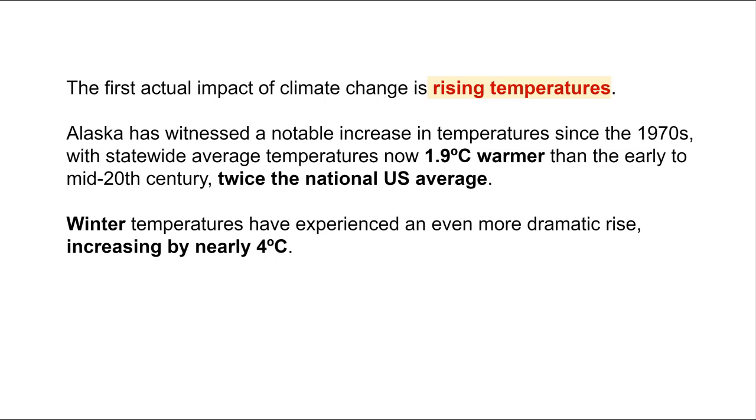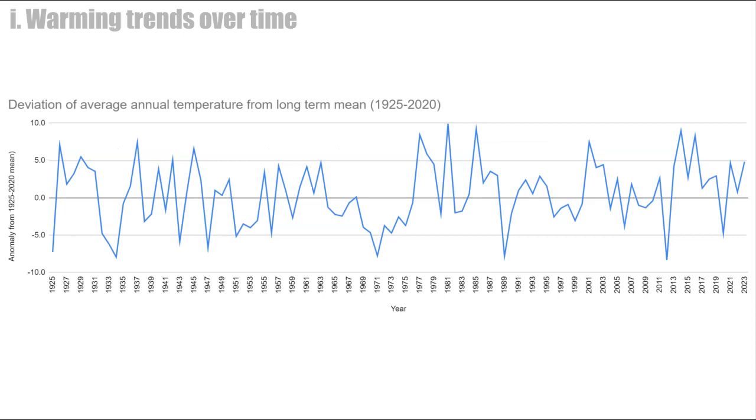Let's take a look at the text. This is the text that you learn for your case study. The first actual impact of climate change is rising temperatures. Alaska has witnessed a notable increase in temperatures since the 1970s, with the statewide average temperatures now 1.9 degrees warmer than the early to mid 20th century. Twice the US average, but, and this is what was shown in the graph we've just looked at, winter temperatures have experienced an even more dramatic rise, increasing by nearly 4 degrees. It's a crazy increase. This is a graph that shows the temperature changes in the long term.